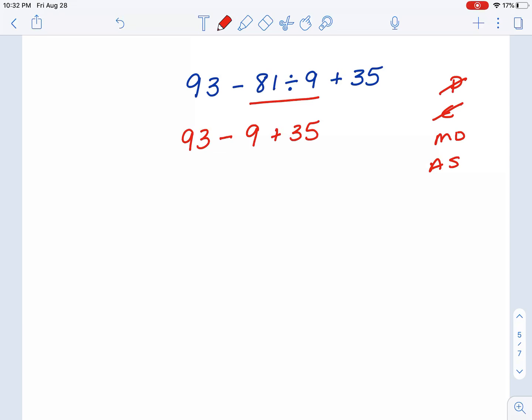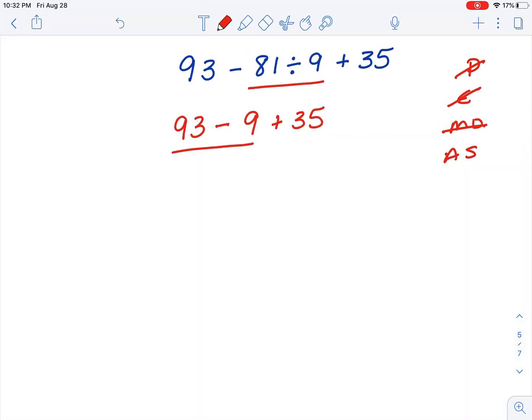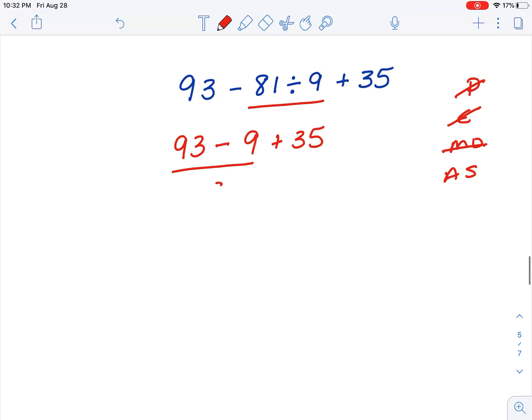Do I have any more multiplication or division? No, I don't. Do I have any adding or subtracting? I have both, so I do it from left to right. So I'm going to subtract here. That's going to give me 84. And I'm going to bring down the plus 35. And that's going to give me 119. So these are good example problems to look at if you get confused on your practice work.